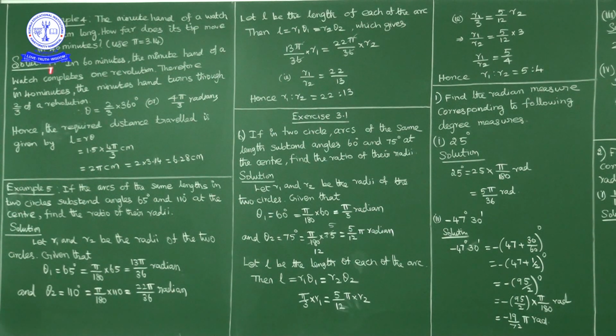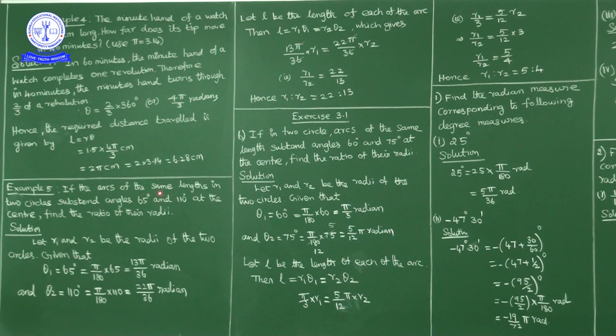So r is how much? R is 1.5 centimeter. Theta in radians is 4 pi upon 3. 1.5 ones, 1.5 twos, 2 cancel, 2 pi. 2 pi centimeters is nothing but 2 into pi value we have to use as 3.14. 2 into 3.14, that is 6.28 centimeters. Next example 5.